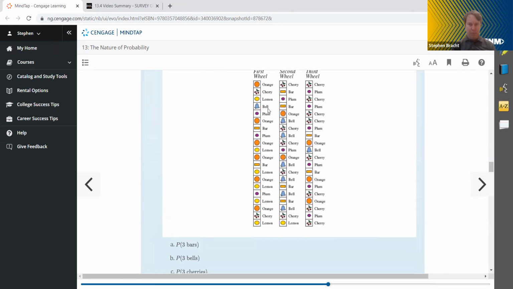Maybe it says there's bell. Maybe that one's not a fruit, but maybe a bell pepper. And some other objects. Anyway, the first one says, well, let's find the probability of 3 bars, right?